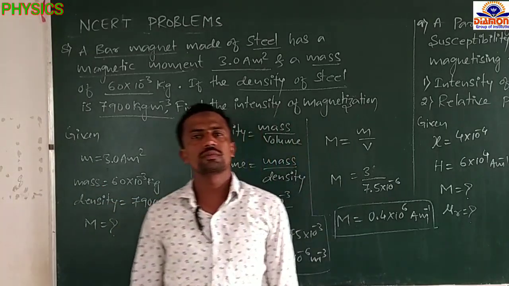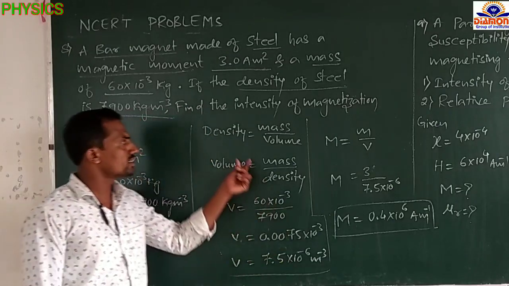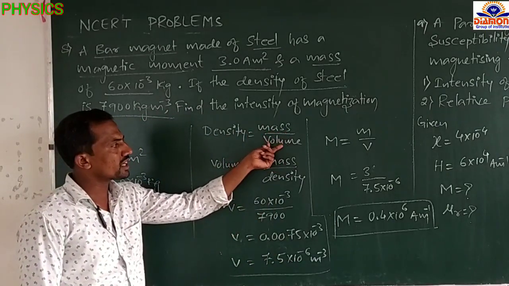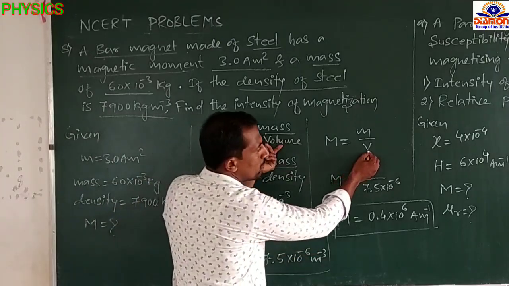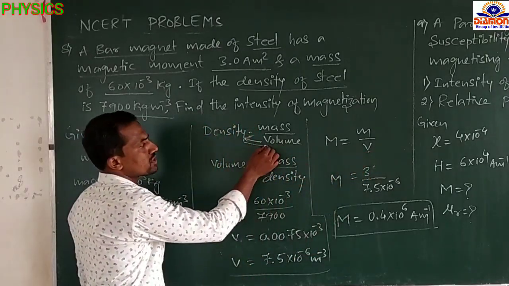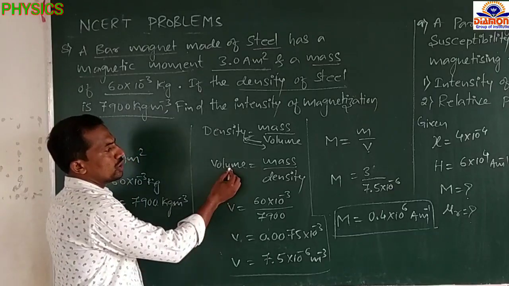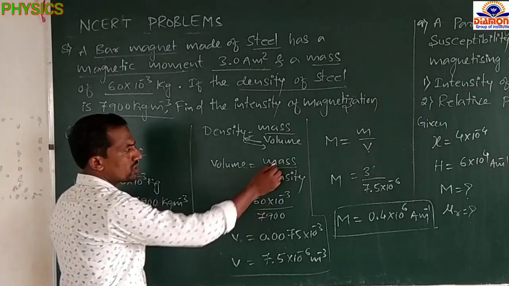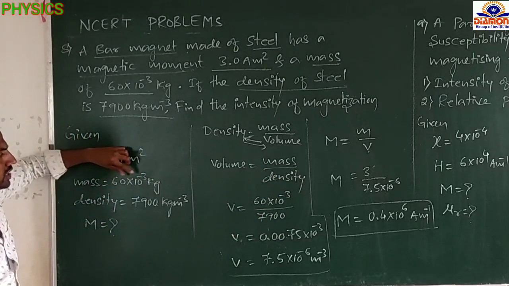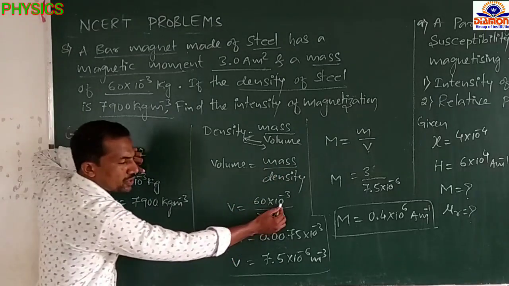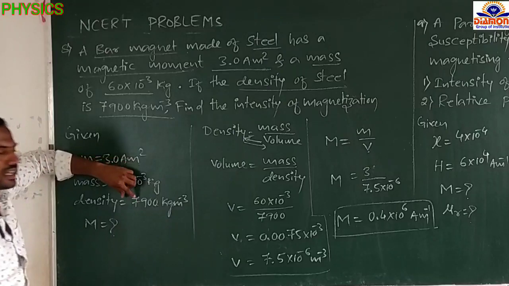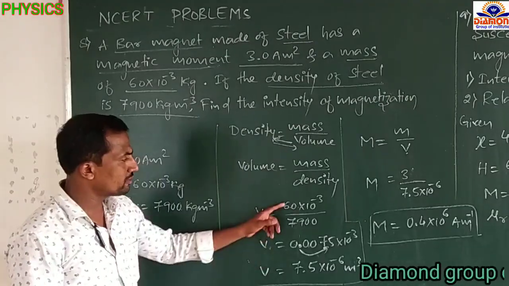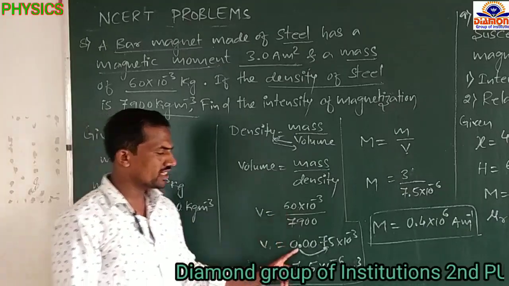Density equals one formula. What is the formula? Density equals mass by volume. We don't know the value of volume, that's why exchange the terms. Then volume equals mass by density. What is the mass value here? 60 into 10 to the power of minus 3. Substitute here. Density, what is the value? 7900. We are adding here. If we divide these two values, then we get this one.